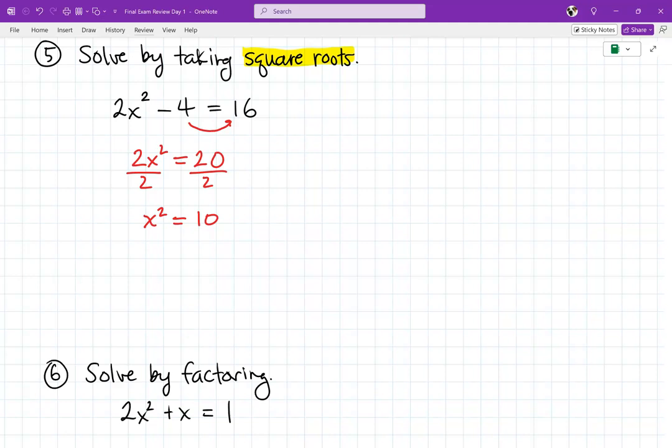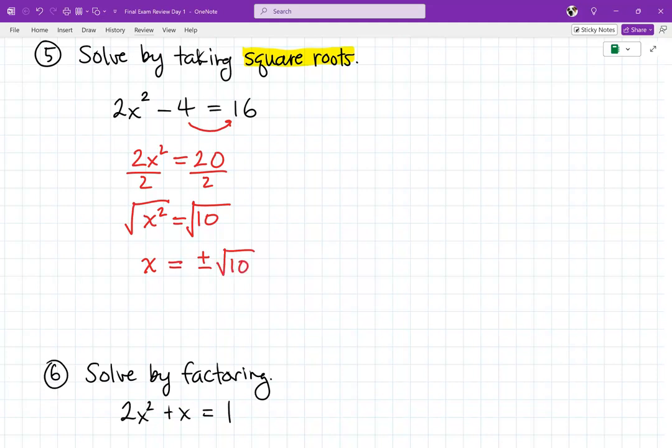Okay? So again, first I move the 4 over, and I got a 20. And then I divided by 2. So 20 divided by 2 is 10. Now I have x squared. To make x squared into x, I can take a square root of both sides. So I'm going to go ahead and take a square root of both sides. So that gives me x is equal to plus or minus square root of 10.